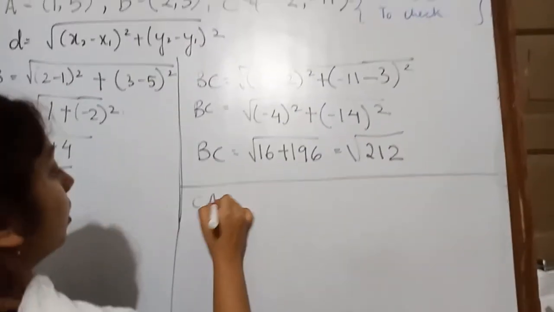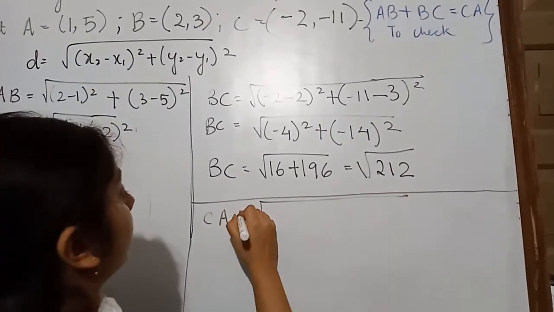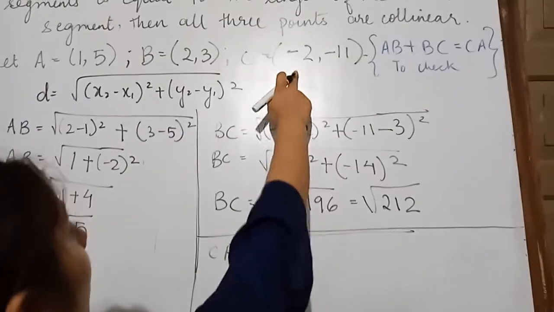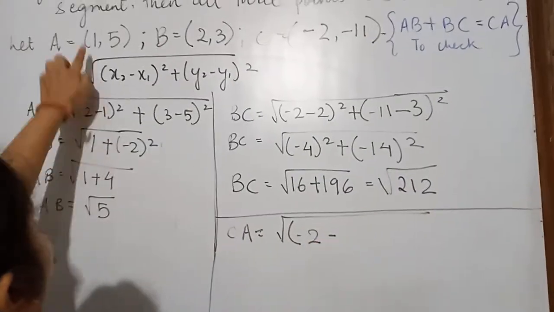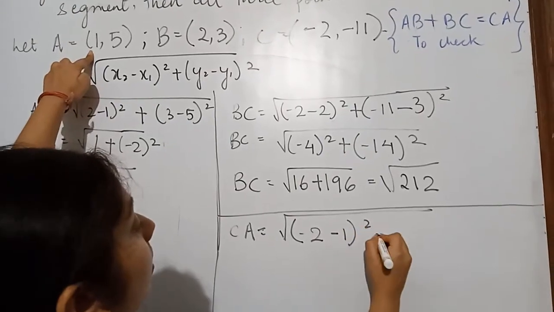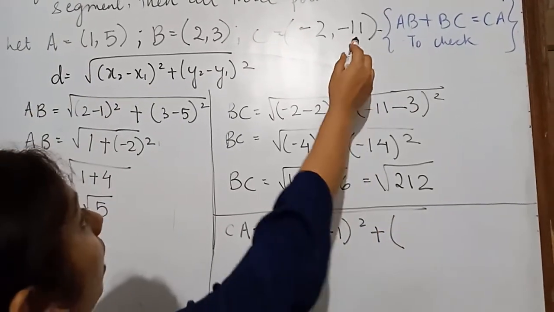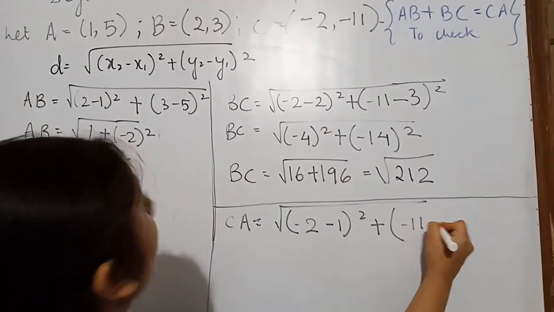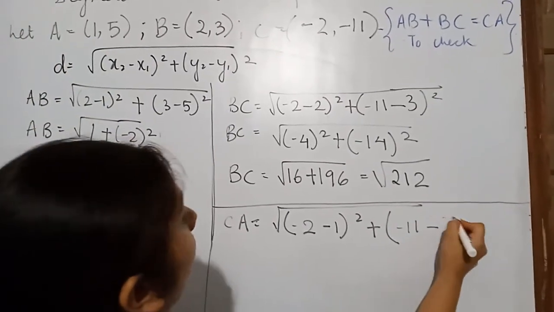Now the last part which is left is CA, distance between the points C and A. CA is minus 2, minus of A is 1 whole square plus y2 minus y1. y2 is minus 11 minus y1 is 5 whole square.